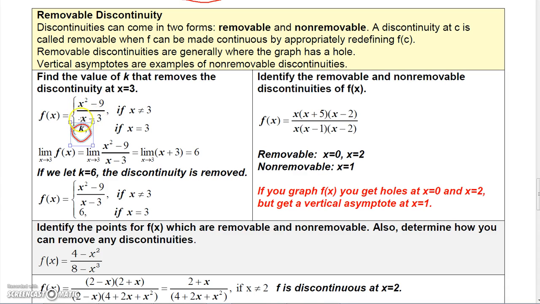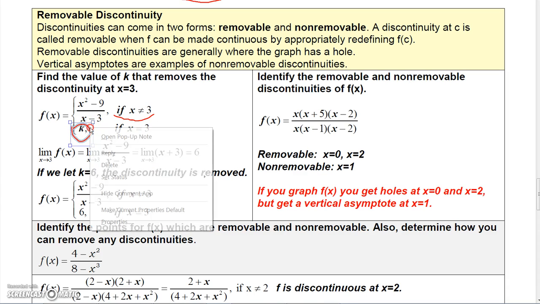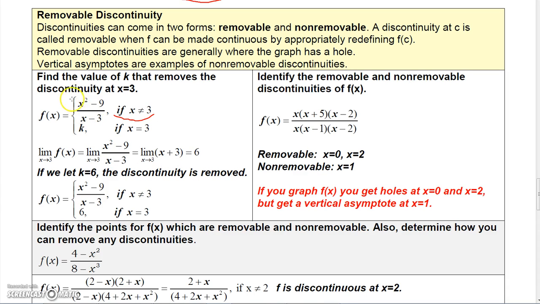Now notice up here, this portion of the function is not defined at 3, but that's okay because we only use that portion if x does not equal 3. So what do we use if x equals 3? Well, we're going to use some number. So to find out what number we need, we're going to take the limit of this function as x approaches 3.